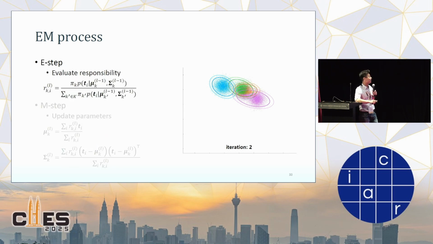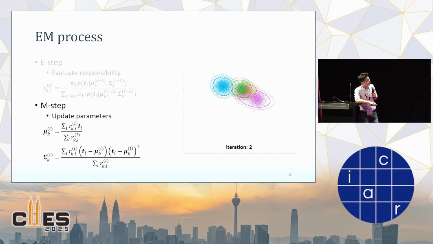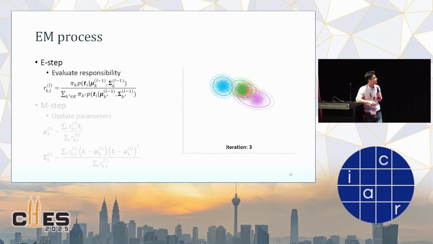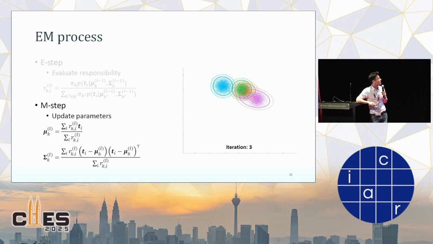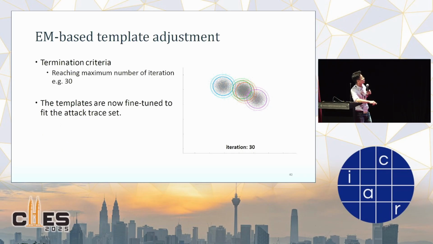Again, with the E step, we recolor these dots based on the Gaussian components, and then we move the Gaussian components to fit the new coloring. Then again, recoloring and moving the Gaussian components. After 5 iterations, 10 iterations, 20 iterations, it finally fits our data quite perfectly. We then exit our EM algorithm with a termination criterion, and here we set it as a maximum number of iterations of 30. So after this EM adjustment, we expect our templates are now fine-tuned to fit our attack trace set, as shown in the graph here.